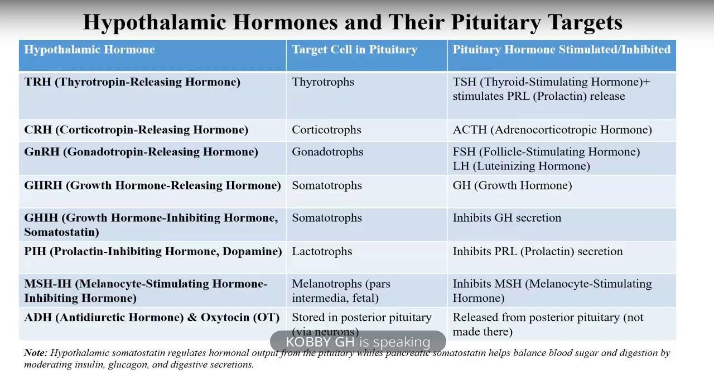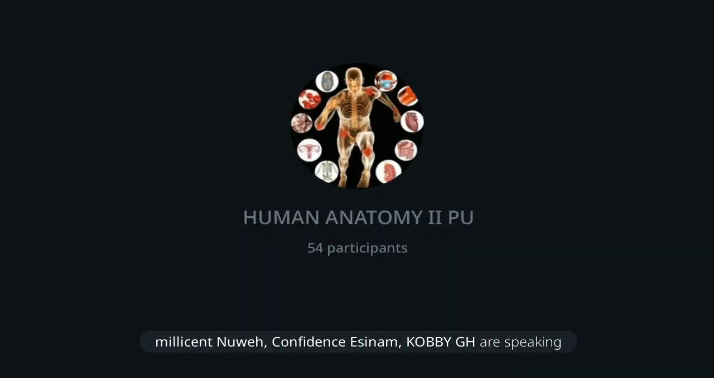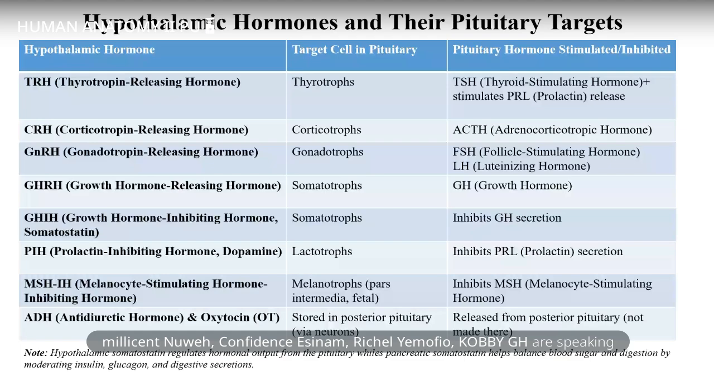The question I can ask you is that if the hypothalamus produces thyrotropin releasing hormone, what is the target cell in the anterior pituitary? What would be your answer? The thyrotroph cells in the anterior pituitary.